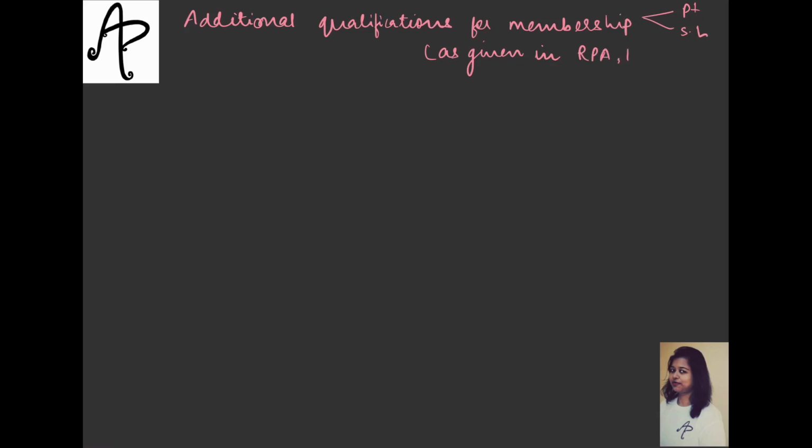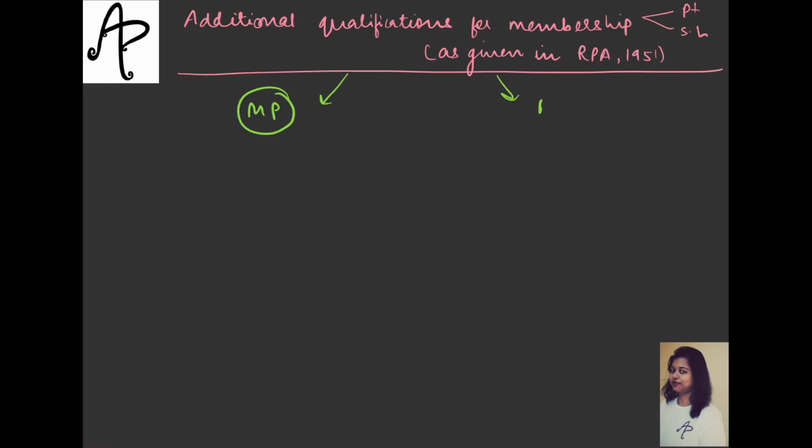Additional qualifications for membership, as given in the RPA 1951, and it is about membership of both Parliament and state legislature. So firstly we'll see how to become a member of Parliament and then how to become a member of state legislature.